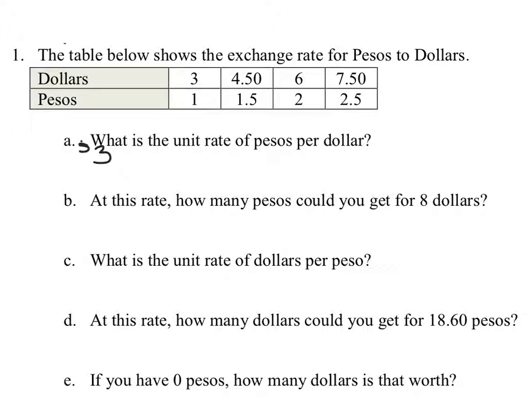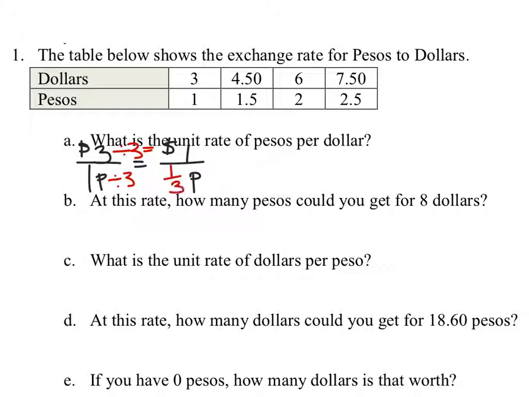Right now we got $3 for 1 peso. I don't know what the sign is for pesos, so I'm just going to put P. But what we want is to figure out how many pesos there would be for $1. So we need to take $3 and make it $1 by dividing by 3. And I'll take the 1 and divide that by 3 as well.